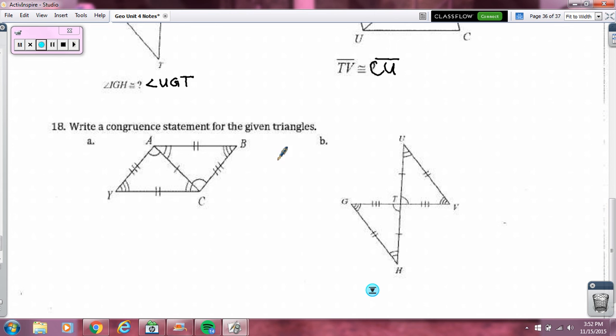Alrighty, write a congruent statement for the triangles given below. So triangle blah blah blah congruent to triangle blah blah blah. Let's see. A has one little marking. Over here, C has one little marking. Then C has 2, A has 2, and then B has 3, Y has 3. This one, same thing.